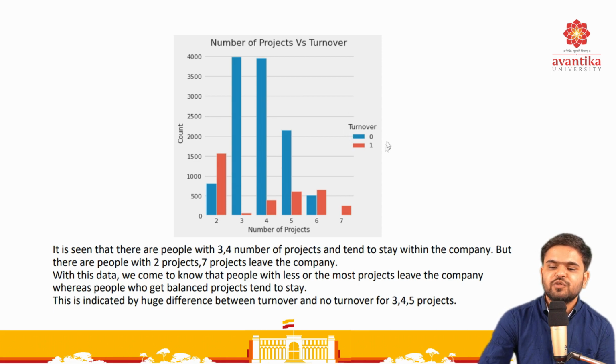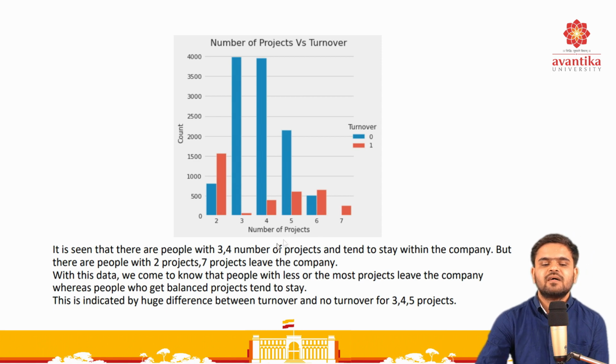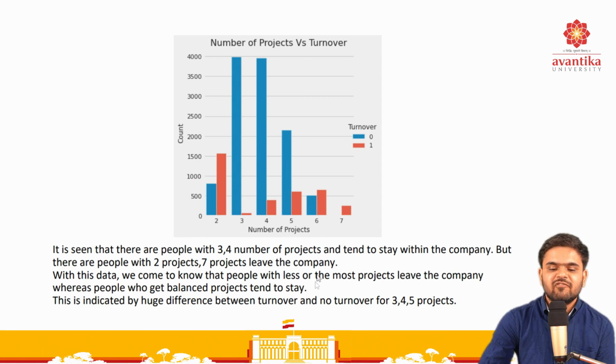Here I have used the legend named turnover, where blue indicates that the employees have stayed back in the company, and the others are those who have left the company. So quickly we'll be looking at the inferences now. It is seen that employees with number of projects 3 and 4 tend to stay more within the company, but people with projects 2 and 7 have left the company.